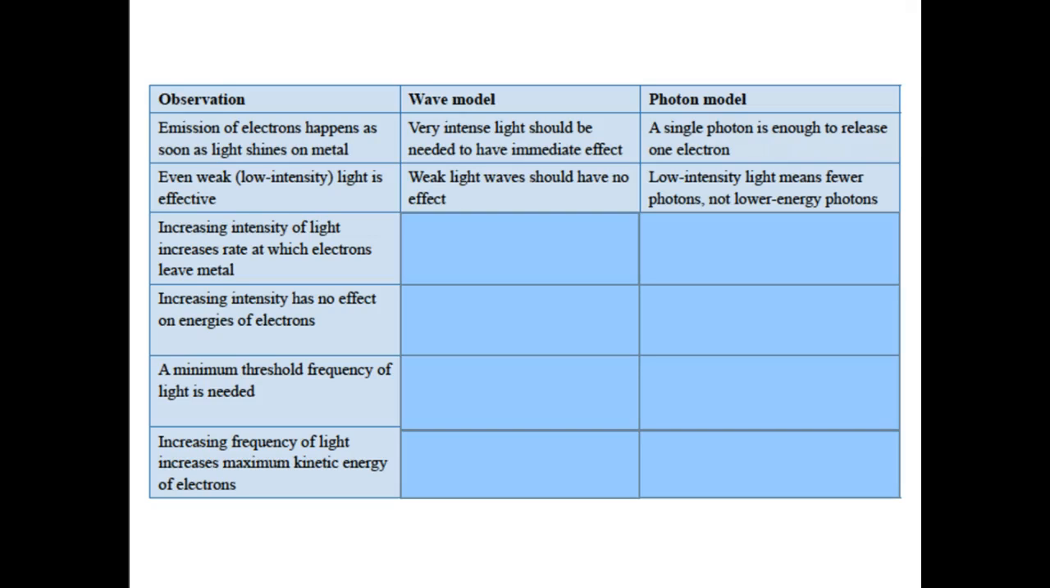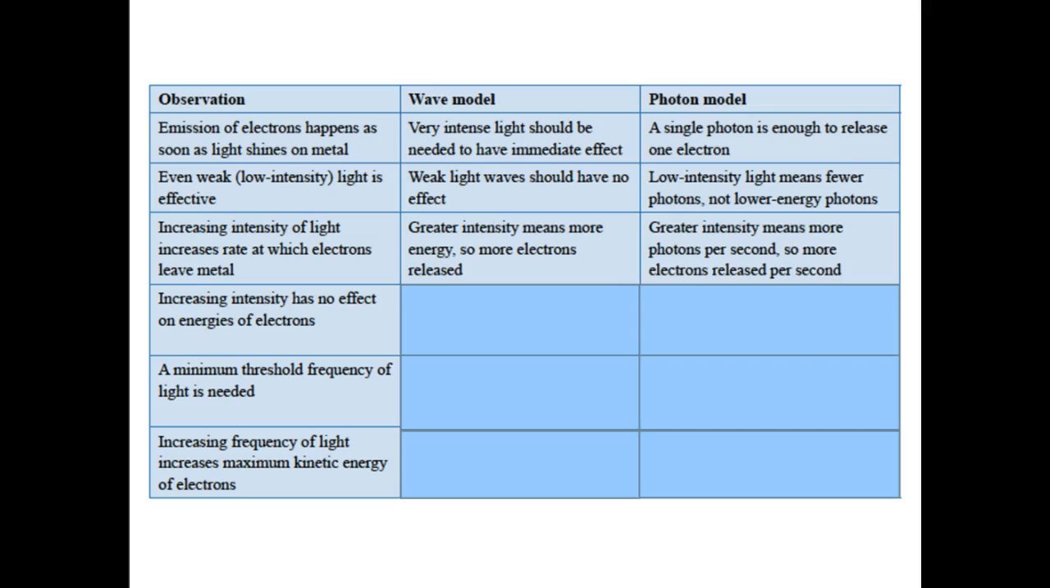Next observation is that increasing the intensity of light increases the rate at which electrons leave the material. Well, with the wave model we can kind of get there because greater intensity would mean more energy, so more electrons are released, that's fine. With the photon model, we're saying that there are more photons per second, so more electrons are released per second, so it continues that one-to-one interaction.